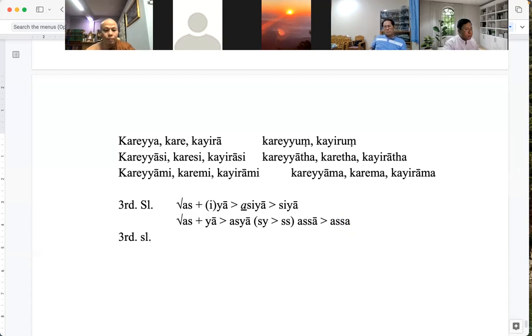So we have two forms: siya and asa. Siya and asa.